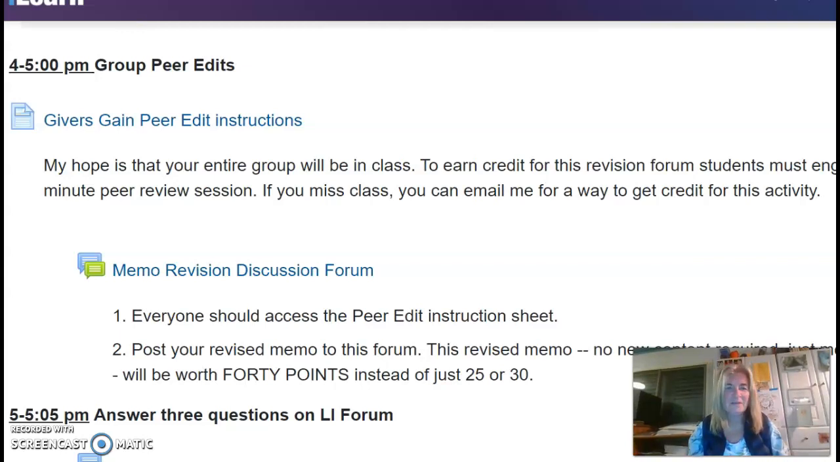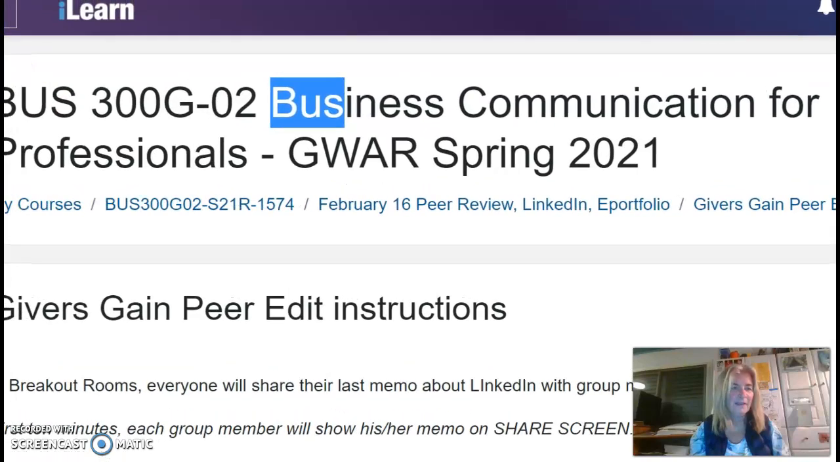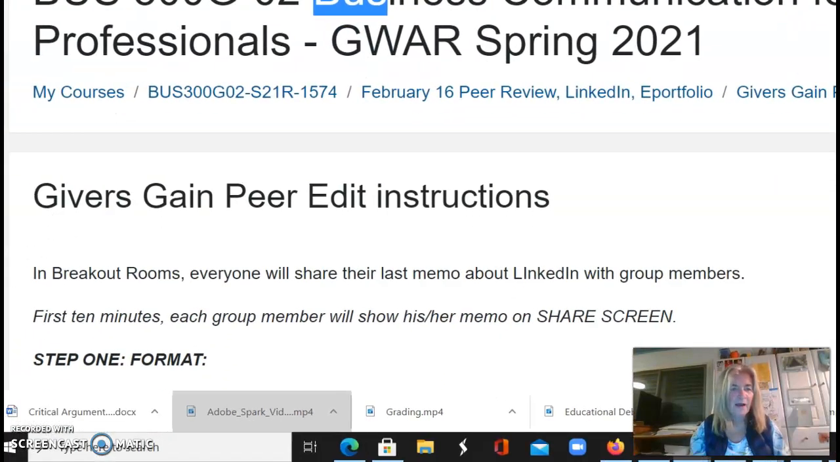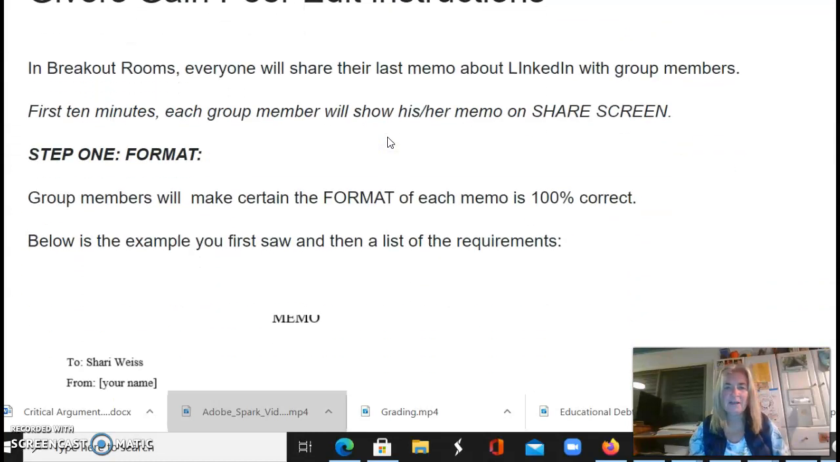So I called it the Giver's Gain Peer Edit, and the instructions are much more fleshed out than they were when I showed it to Juliana and Jolie. So they were broken up into breakout rooms with their group members, and for the first 10 minutes they shared a memo they had written for homework.